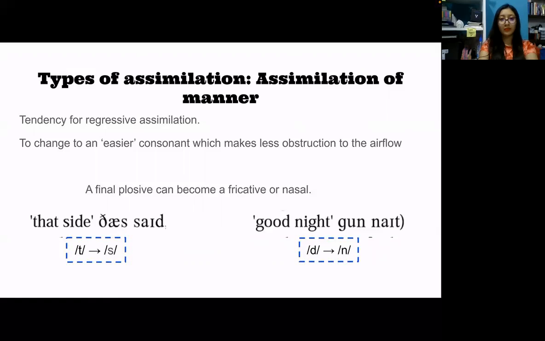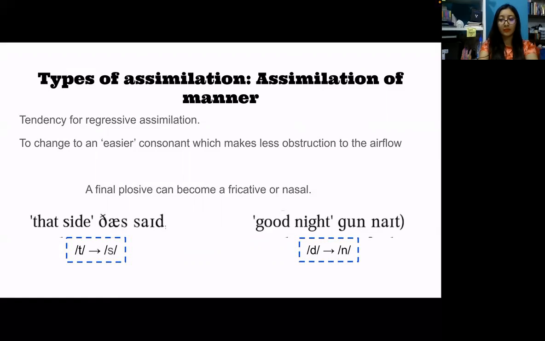Now, assimilation of manner. It also has a tendency for regressive assimilation, and it helps us to change to an easier consonant, which makes less of a restriction to the airflow. That's the point, that it is easier to pronounce. A final plosive, for example, can become a fricative or a nasal. Take into account these examples.